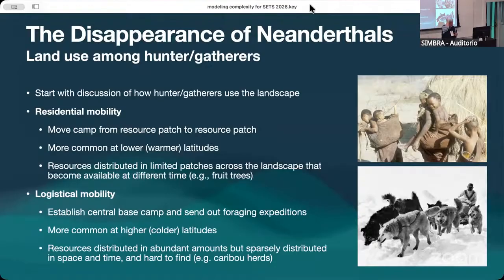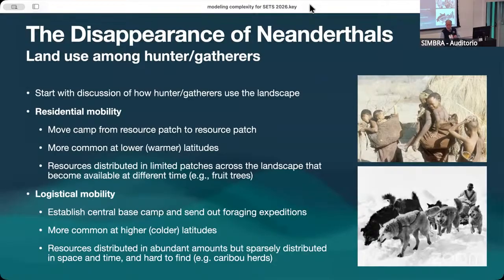And we find that most commonly at higher latitudes, colder places, where resources, especially things like large land mammals and sea mammals, are such that when you find them, you get a lot of resources, a big herd of reindeer, but you've got to find them first, and they could be far away. So you have to send out foraging parties to get those and bring them back. So with a different distribution of resources, people adapt in different ways.